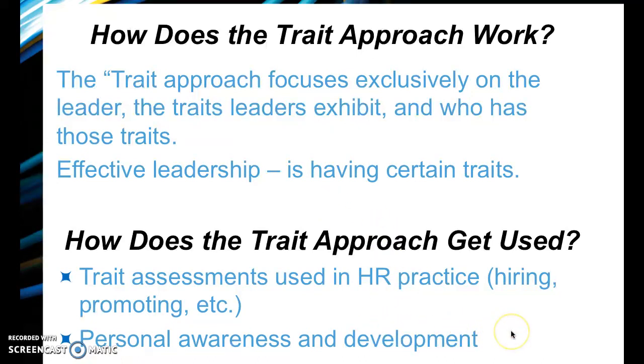This is used as companies hire people. They look for certain people with certain traits. A lot of times you'll see this approach used in personal awareness and development.